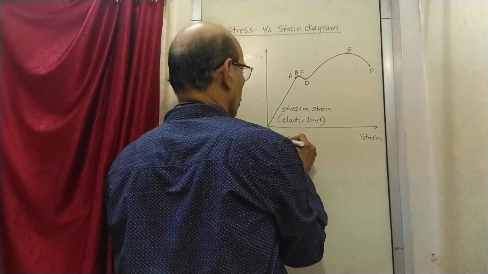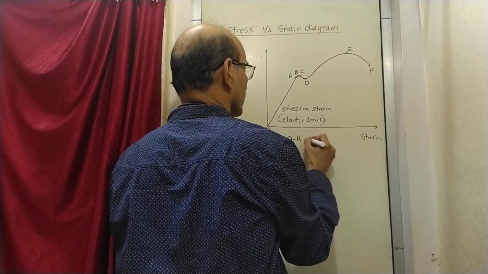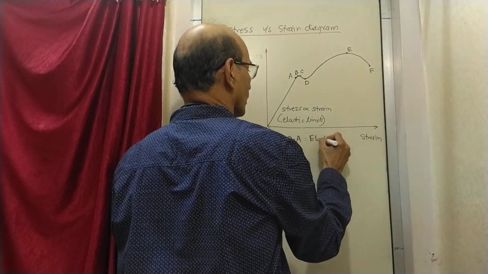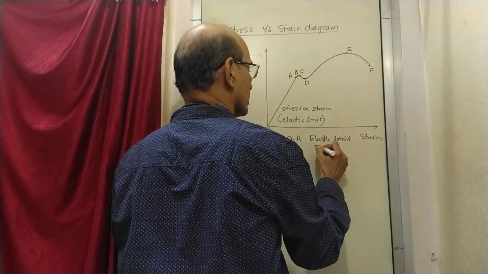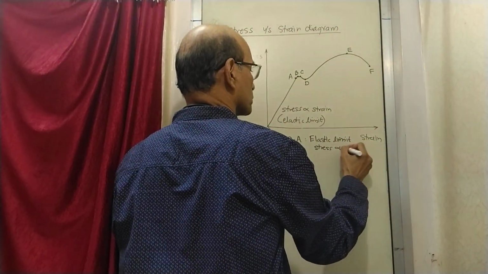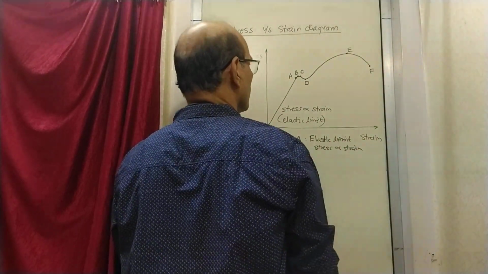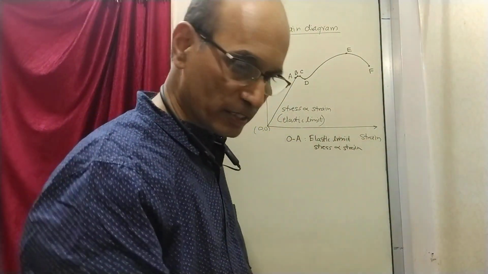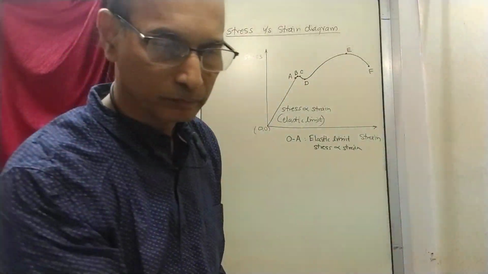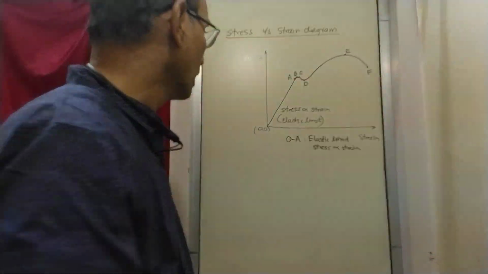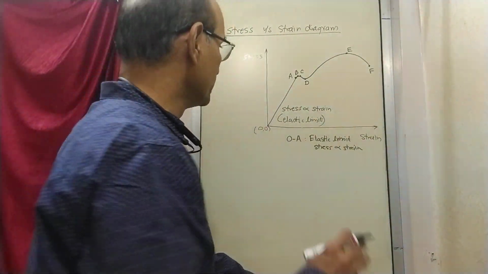So I'll write here O to A is the elastic limit, where stress is proportional to strain. We have already seen this. Now what are the other points A, B, C, etc. that we will see? Now A to C is also the elastic limit, but it is negligible.